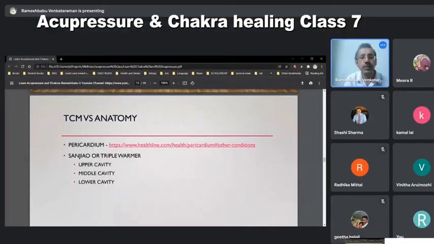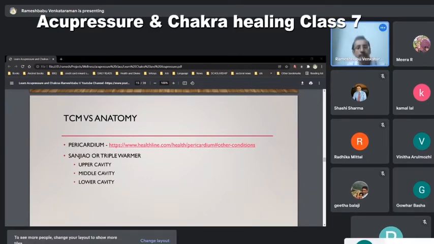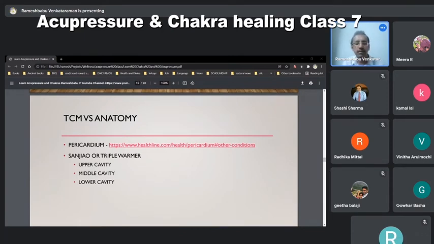Yeah, so there is a small difference between the TCM anatomy versus allopathy anatomy. As per TCM anatomy, pericardium is an organ, whereas as per the English or allopathy anatomy, pericardium is just a muscle which is wrapping the heart. Similarly, Sanjiao is something unique to TCM, Chinese medicine, because that covers three cavities: upper cavity, lower cavity, and middle cavity. So these are all the cavities where the heat is generated.